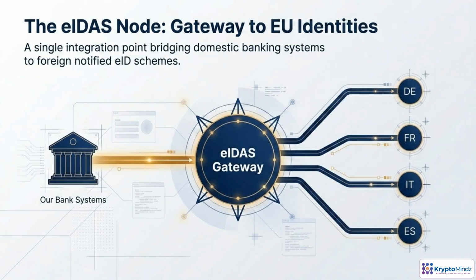You can think of the eIDAS node as a single doorway into all participating national eID schemes. The bank connects once, using standard protocols, to a domestic node or trusted gateway. From there, the node talks to other member states' nodes, translating protocols, validating trust lists, and normalizing attributes and levels of assurance. This lets your systems interpret a German, French, or Italian eID in a consistent way, greatly simplifying cross-border onboarding and compliance.